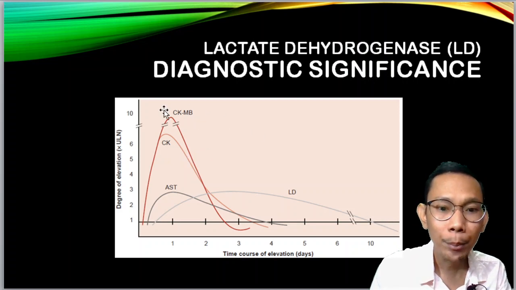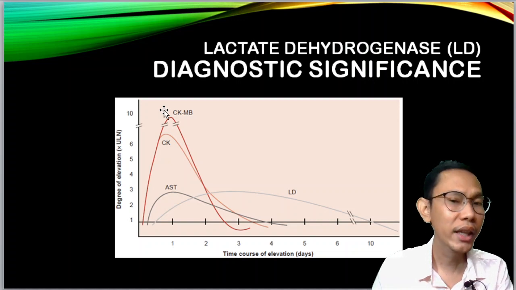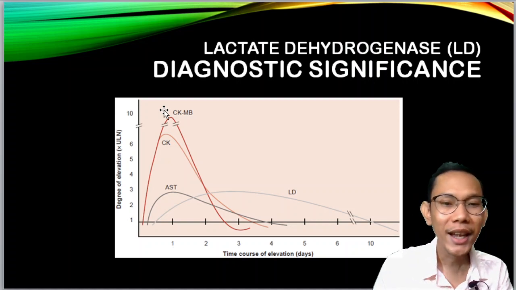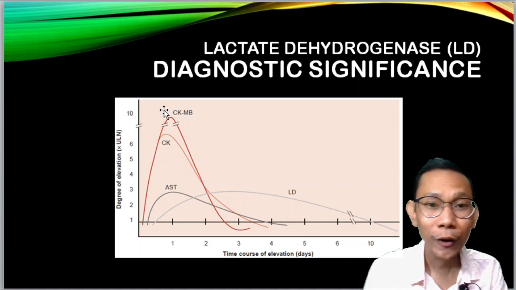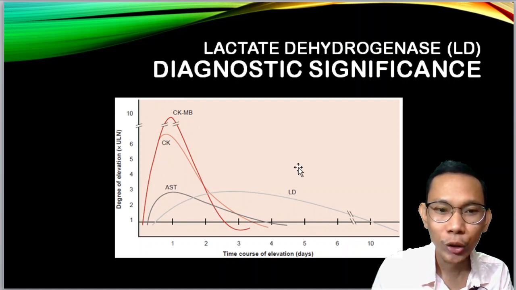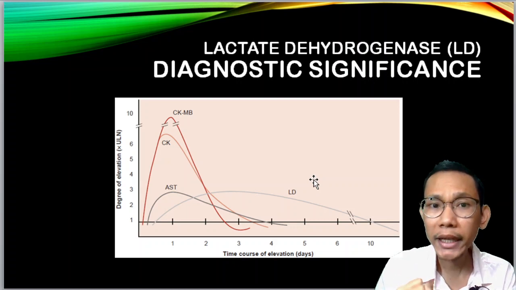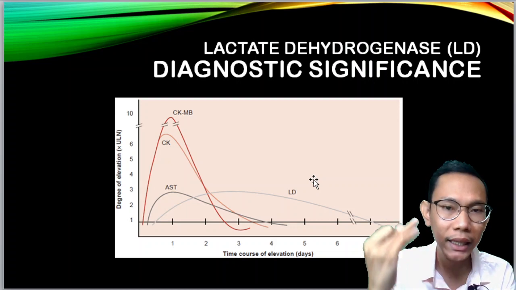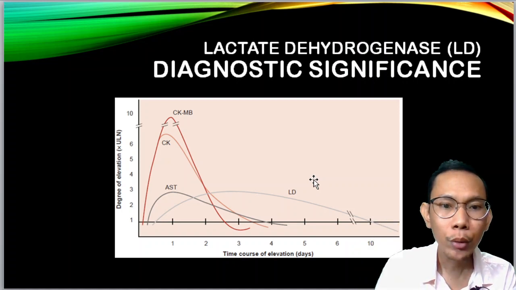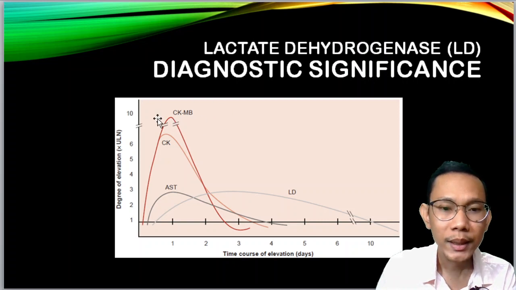If CKMB is increased after 2 to 3 days, then that's a good indication that the patient is having reinfarction. So I guess you already have the idea of correlating your CKMB, your AST, and your LD. But guys, in reality, what we really check is your ECG, the clinical manifestation of the patient, the levels of your TROP-I, and most specifically, if you want to check for reinfarction, what we check is your CKMB.